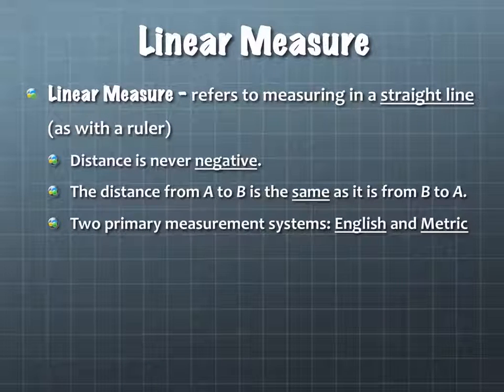Some things to remember about measurement is that distance is never negative. If you take the distance from A to B, it's the same as the distance from B to A. And there are two primary measurement systems. One is called the English system. It's not the only thing it's called. Sometimes it's called the standard system.